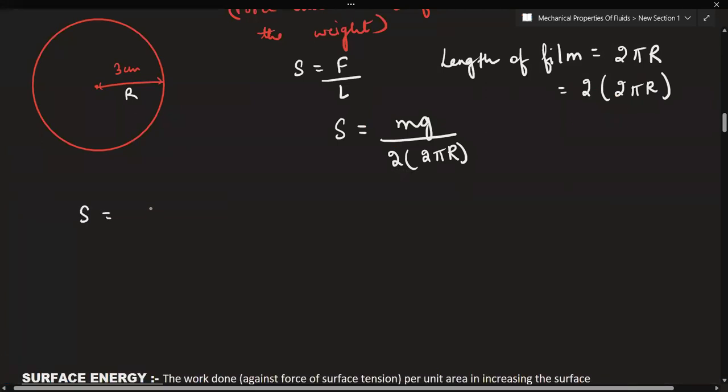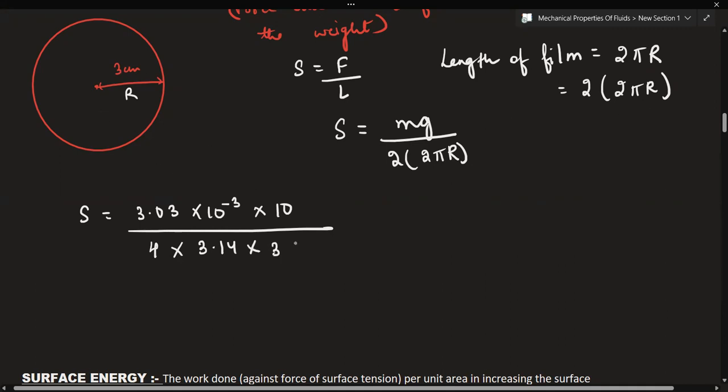Surface tension would now be equal to, what is the mass given? 3.03 gram. So we will convert it into kgs. Acceleration due to gravity is 10, divided by 2 into 2, that's 4 multiplied by pi. It's 3.14 multiplied by the radius. Radius is 3 centimeters. That is 3 into 10 to the power minus 2. This is Newton per meter. Just note this down.